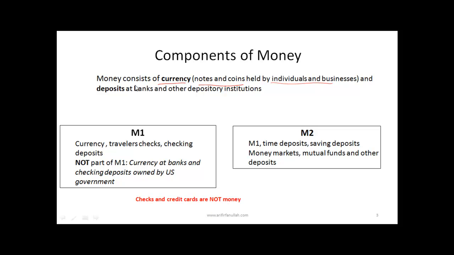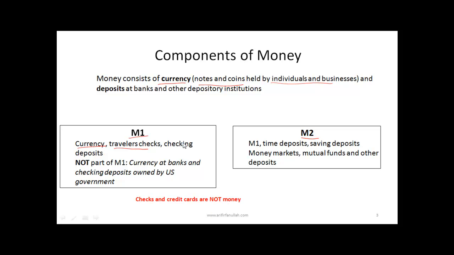The other aspect is money can be broken up into M1 and M2. So what does M1 mean? M1 is one definition of money. This is very liquid money. M1 means all currency which is held by individuals, traveler's checks that are held by individuals, and your checking deposit. So if I have 10,000 rupees in my pocket and I have a 50,000 rupee account at XYZ bank, then the total amount of money because of me is the 10 plus 50.